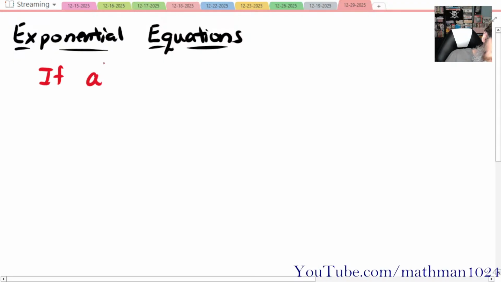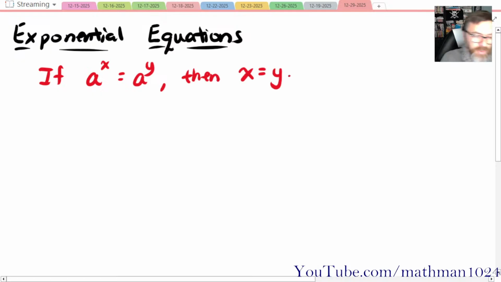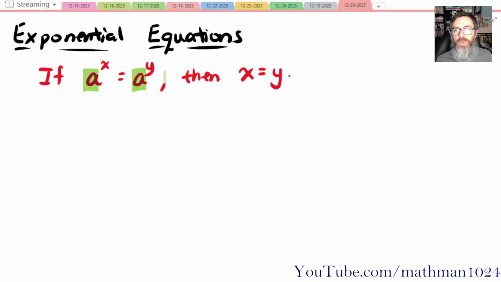If you have a to the x is equal to a to the y, then the conclusion is that x is equal to y. So, in other words, if we can write things so that we have the same base on both sides, the only way this can happen to have an equation is if the powers are exactly the same.